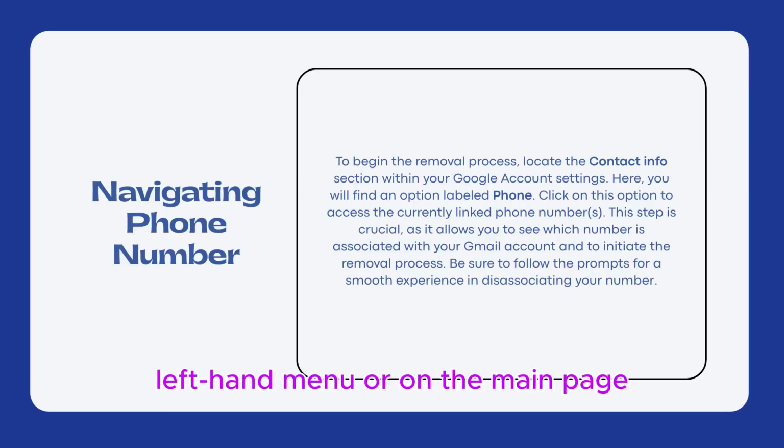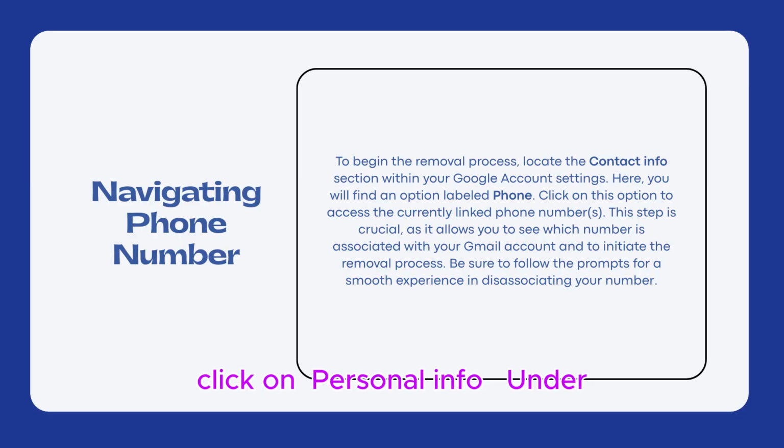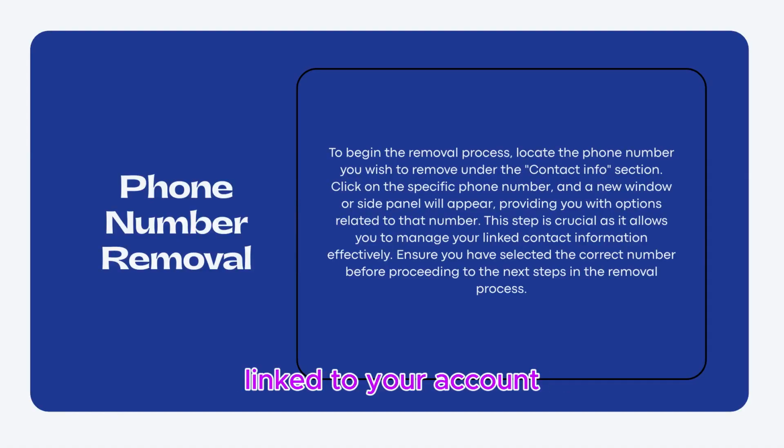In the left-hand menu or on the main page, click on Personal Info. Under the Contact Info section, find and click on Phone. You will see the phone number is linked to your account. Click on the phone number you want to remove.